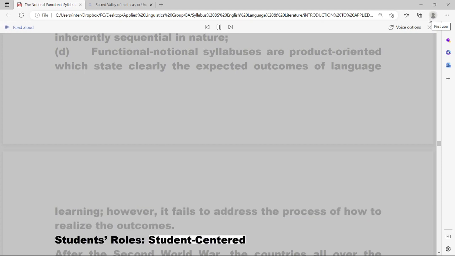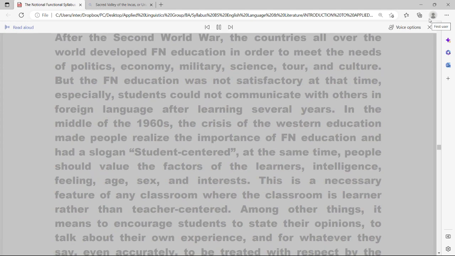Students' roles, student-centered. After the Second World War, the countries all over the world developed FN education in order to meet the needs of politics, economy, military, science, tourism, and culture. But the FN education was not satisfactory at that time, especially, students could not communicate with others in a foreign language after learning for several years. In the middle of the 1960s, the crisis of Western education made people realize the importance of FN education and had a slogan, student-centered.